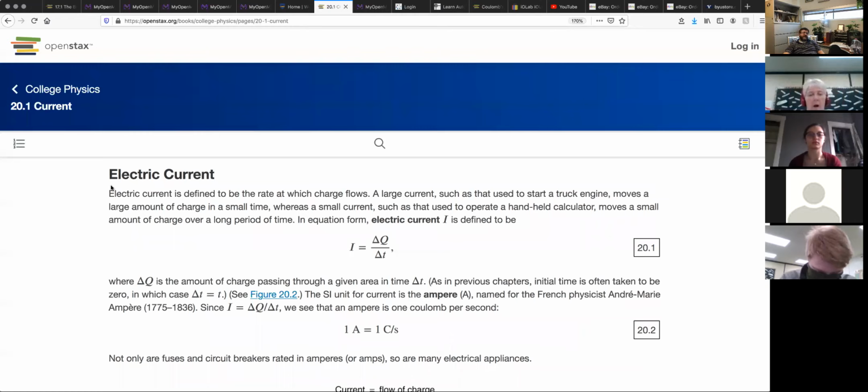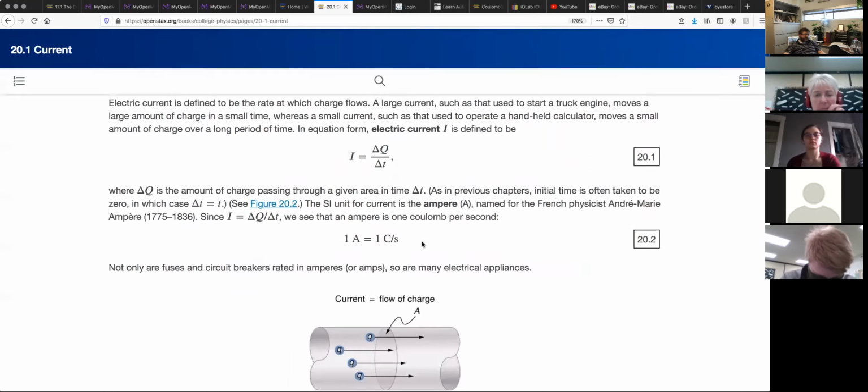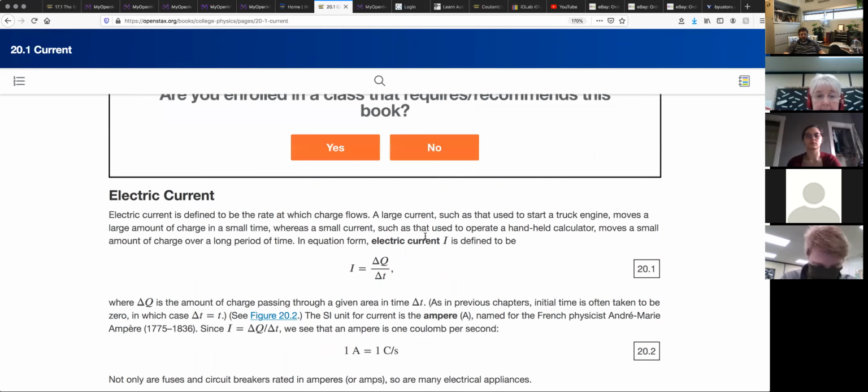So current is defined quite literally as the amount of charge over time. So you have a change in Q over change in T, right? Electrical current is measured using the unit amperes, coulombs per second, named after a famous physicist again. This one, a French one. There's a lot of French. We call him the dead Frenchman. He's one of them. André Marie Ampere.